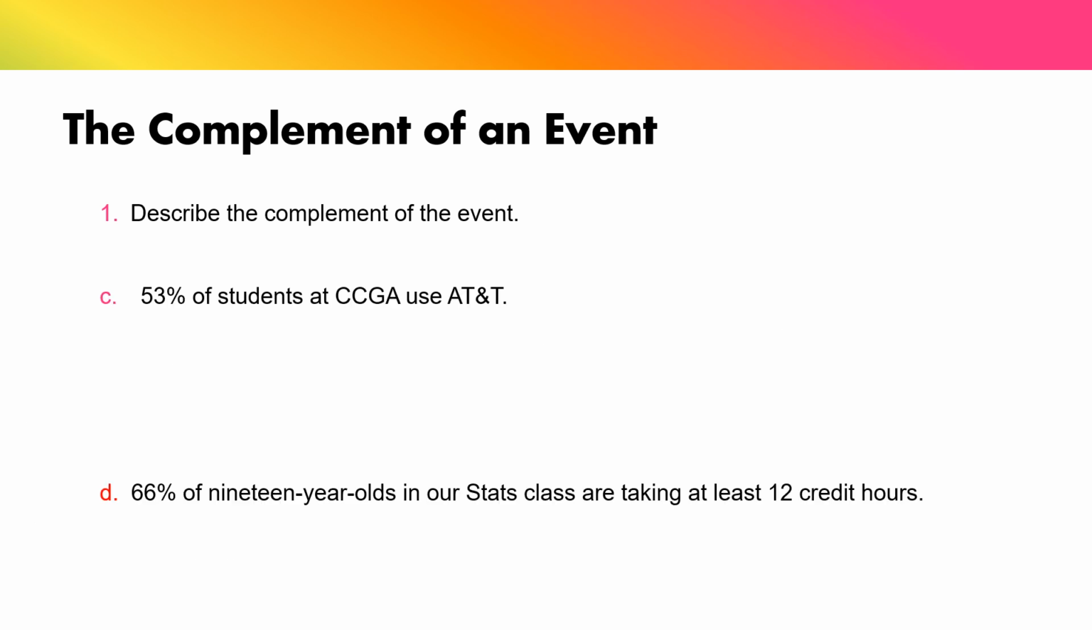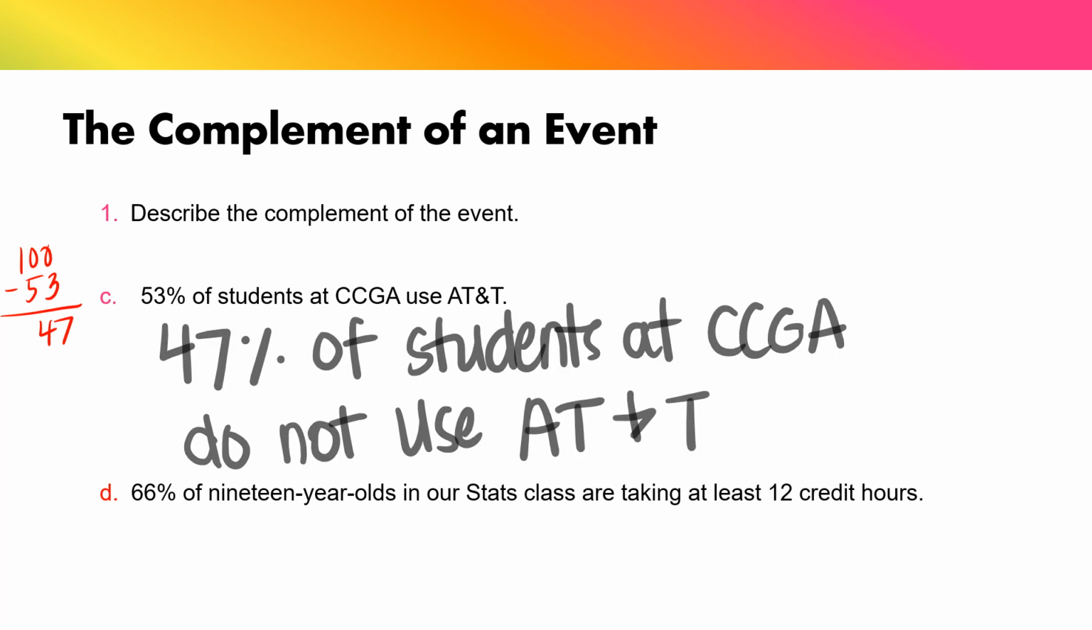Part C says 53% of students at CCGA use AT&T. So the opposite of 53%, we would do 100 minus 53, which is 47. So if 53% of students at CCGA are using AT&T, then 47% of students are not using AT&T.